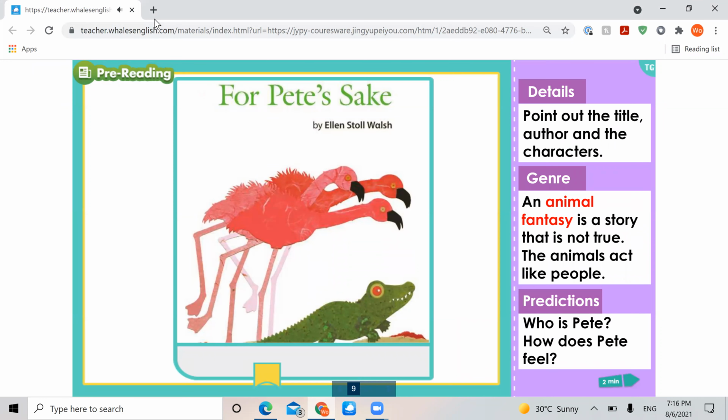Now that we've taken the words, let's get started with today's story. Could you circle the title of the story for me, please? Perfect. Let's read the title together. For Pete's Sake. Who's the author? Remember, the author is the person who writes the story. Usually, it'll come after the word by. That's correct. Ellen Stoll Walsh.